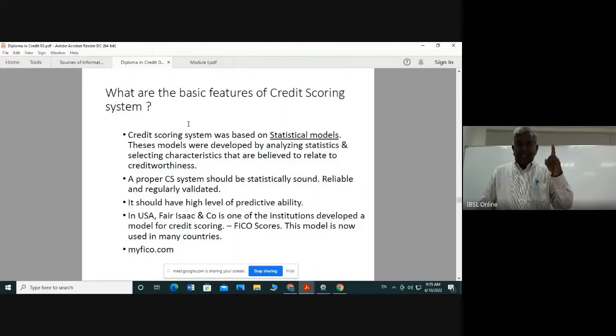In the USA, Fair Isaac and Company is one of the institutions that developed a model for credit scoring. We call it FICO scores. This model is now used in many countries. They have their website, myfico.com. You can go through it and find out.